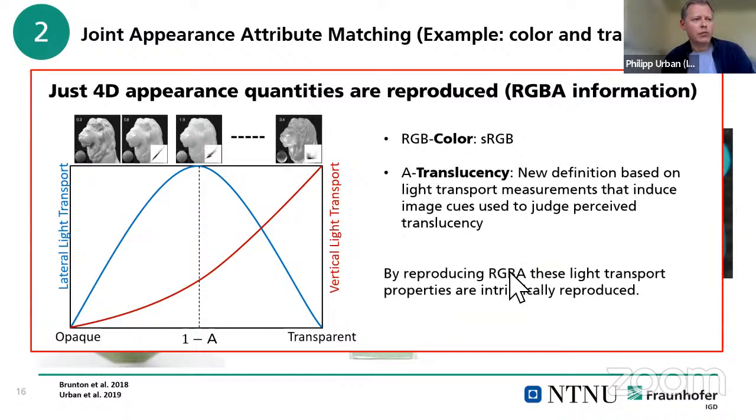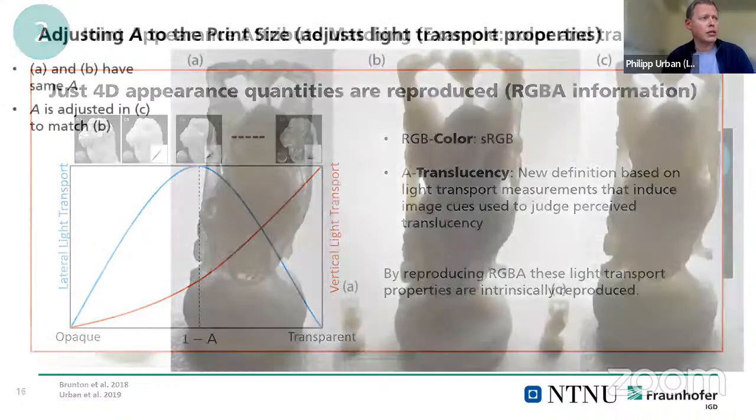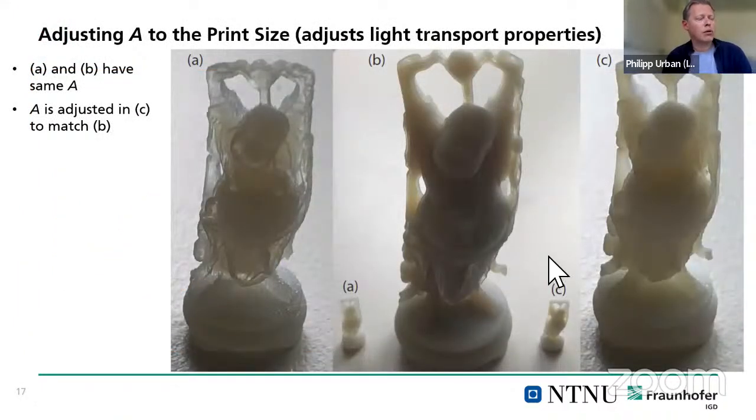Reproducing this RGBA information also reproduces these light transport properties intrinsically, because the printer is calibrated and characterized based on these RGBAs. And then you can create quite interesting things. For example, the perceived translucency of an object is highly dependent on the size of the object. If you see these two objects, A and B, they are made by exactly the same material mixture. But this small object looks much more transparent or translucent than the big object.